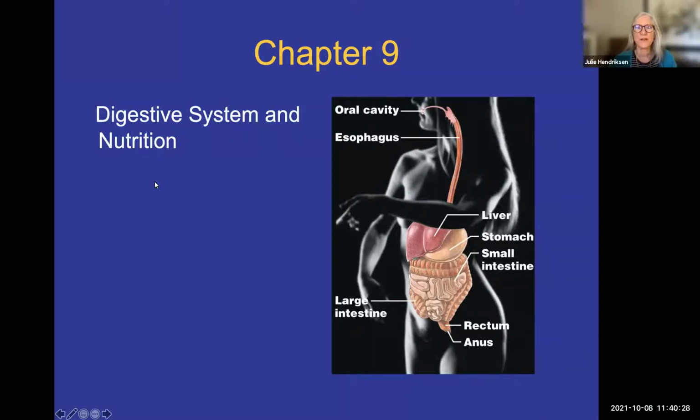Welcome, and this is our review for Chapter 9 on the digestive system and a quick review of nutrition. So let's take a look at what comprises our digestive system, and then we'll break it down into the different components, and then finally some important notes related to nutrition.